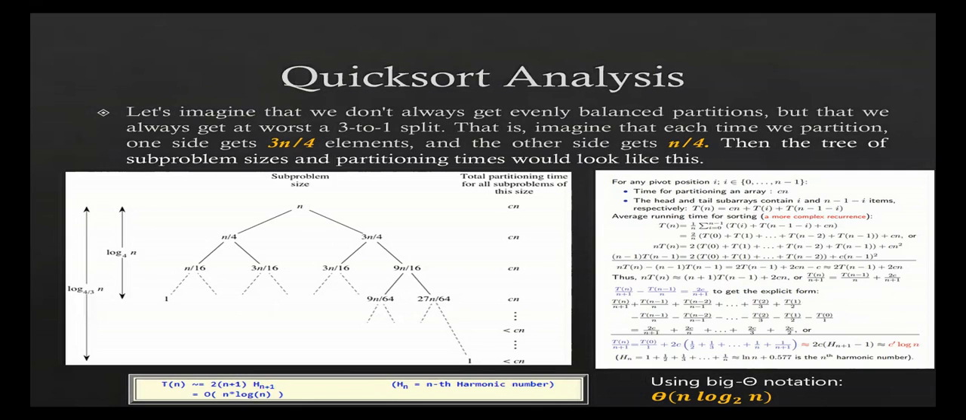Then the tree of subproblem sizes and partition times would look like this. For example, after making a partition, our left side gets 25% of the elements. So if we have 10 elements, in the left side we will get 2 or 3 elements, and the right side gets the 75% of this. So how can we calculate this? After each partition, our left subarray contains 25% of the elements, and the right subarray gets 75% of the elements, right?